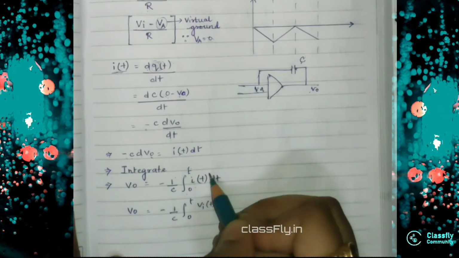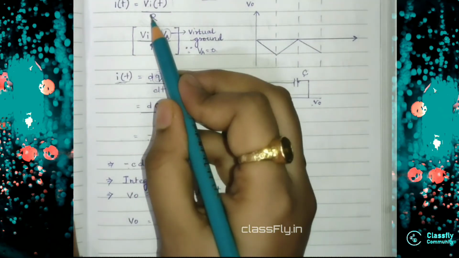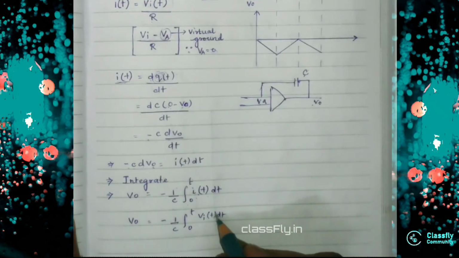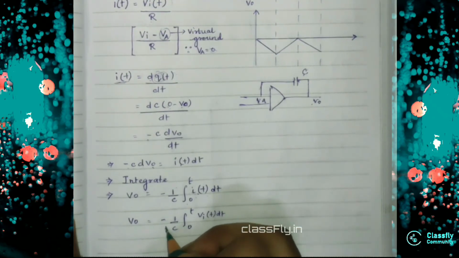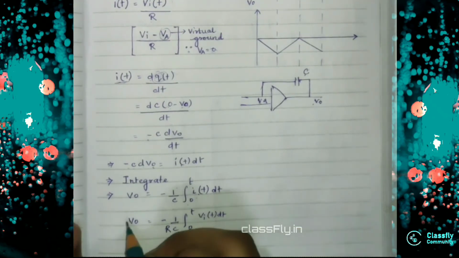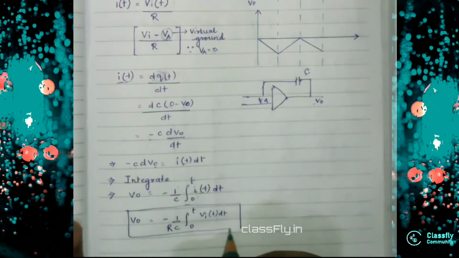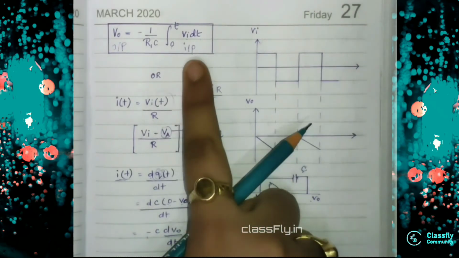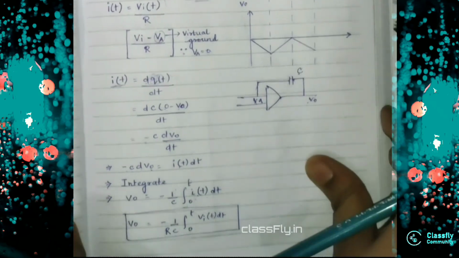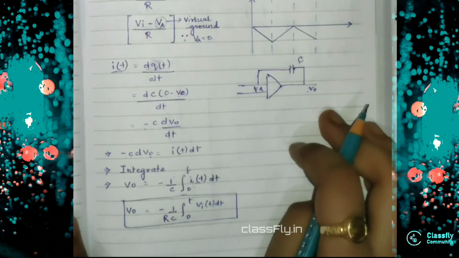I can now simply replace this i(t) dt with this equation, that is Vi(t) by R. So this equation is totally similar to the above equation, and you can use either of them. So our lecture ends for this application of the integrator.